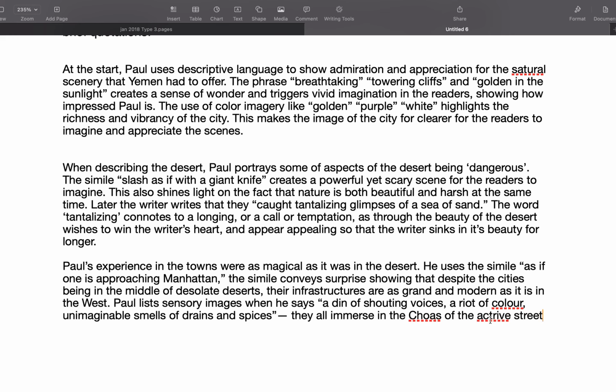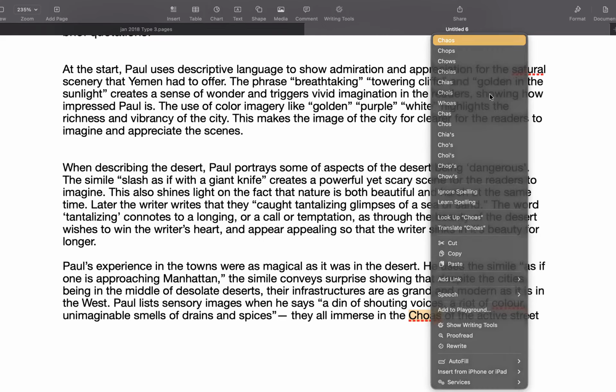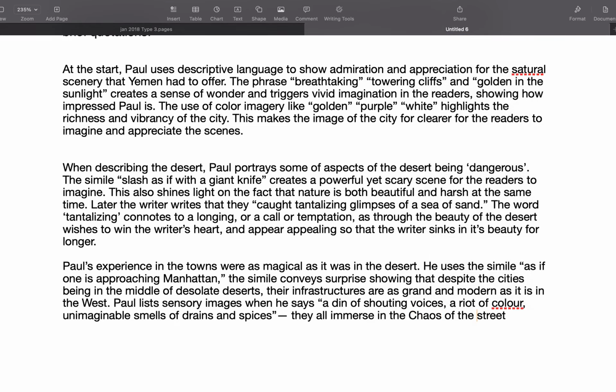The street is active. Everybody's bustling, or you can say bustling street, not active. That sounds weird. You can say bustling street of the town, right?